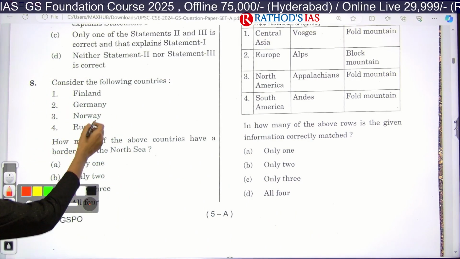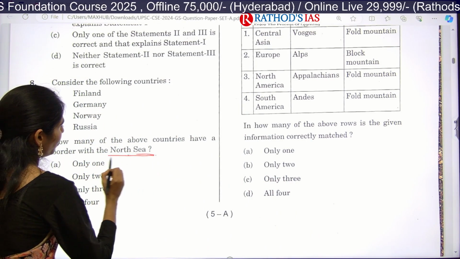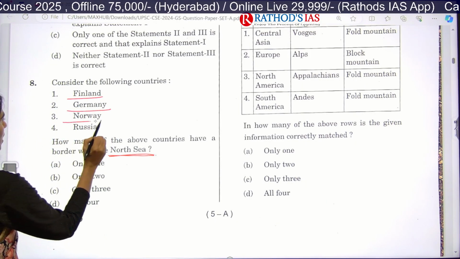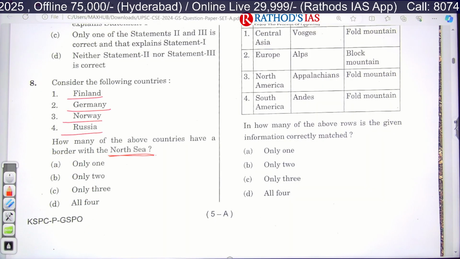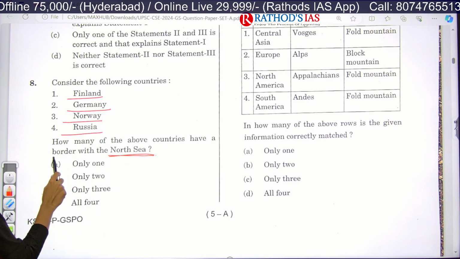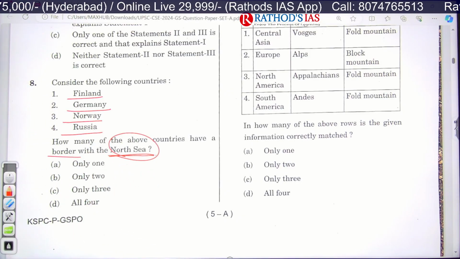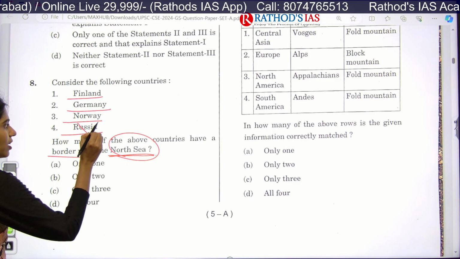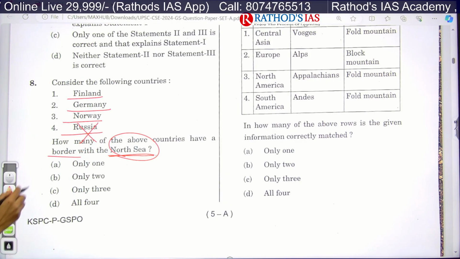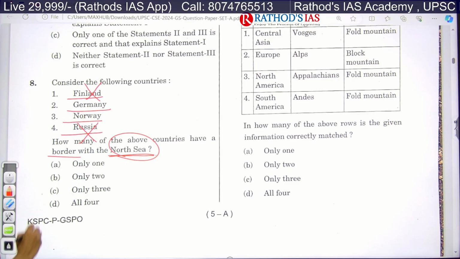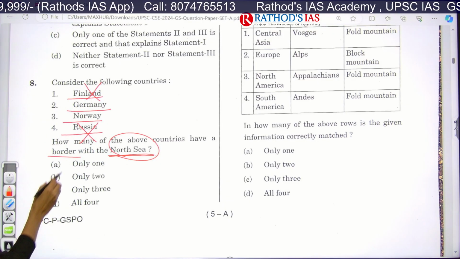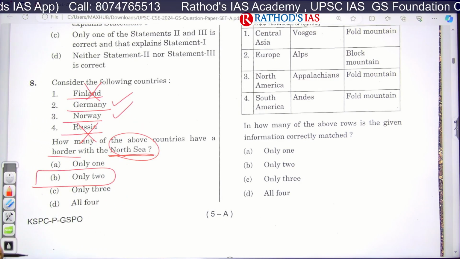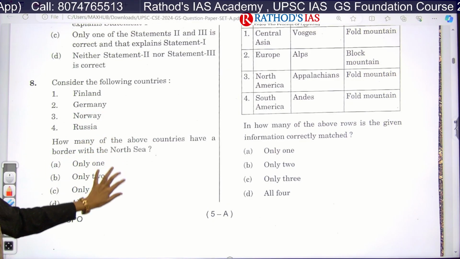And here in this 8th question, it is talking about the North Sea. So one is Finland, second is Germany, third is Norway, and fourth is Russia. So how many of the above countries have a border with the North Sea? If you see the countries sharing a boundary here, directly you can eliminate Russia. Russia is not sharing directly, and even Finland is not sharing the boundary with the North Sea. So the correct answer is 2 and 3. So the option here is only 2 is the correct answer. Clear? So this is about the 8th question.